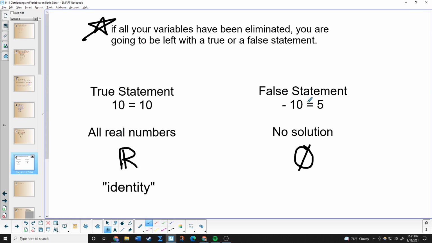If you get a false statement, so at the end, variables are gone, you have something that's just crazy talk. Negative 10 equals 5, that's obviously not true. This means no solution will work, and this is the symbol for it. So the answer would be no solution.